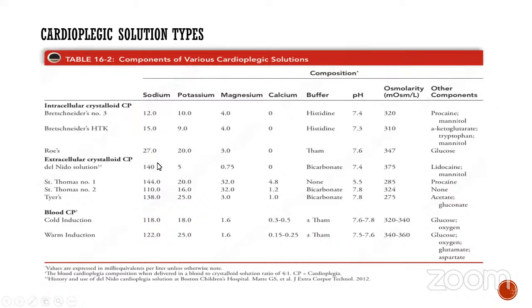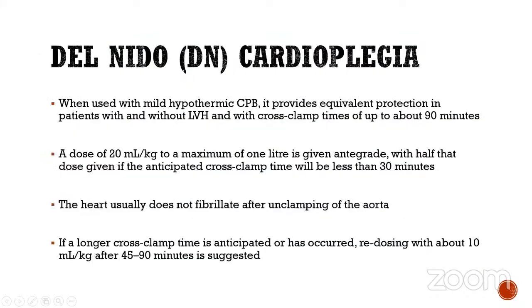It has 140 millimoles of sodium, 5 millimoles of potassium, magnesium about 0.75, 0 calcium, and uses bicarbonate, pH of 7.4, and as we said, we can add lidocaine and mannitol to the solution. When this solution is used with mild hypothermic cardiopulmonary bypass, it provides equivalent protection in patients with and without LVH and with cross clamp times up to 90 minutes.